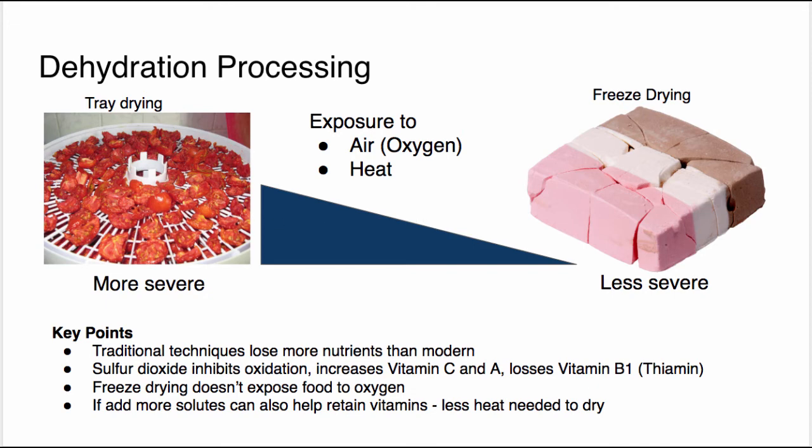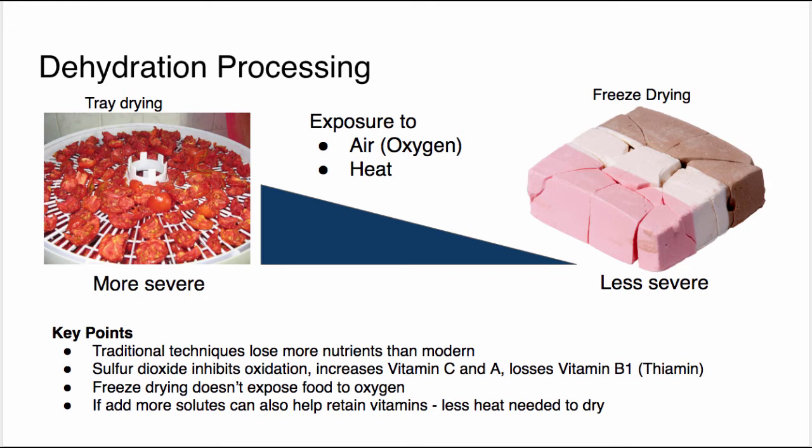So something like tray drying has a more severe loss of nutrients than something like freeze drying, which has a much less severe, shorter exposure to both oxygen and heat. So key points are that the traditional techniques lose more nutrients than modern processing techniques.